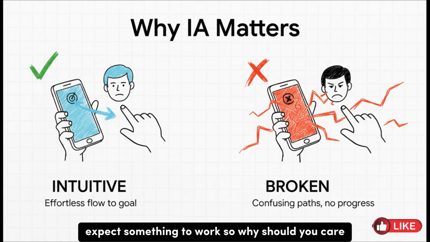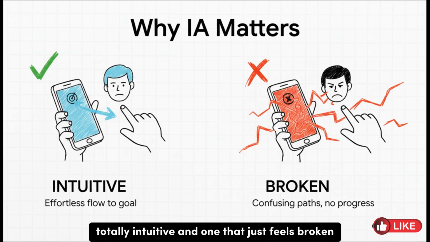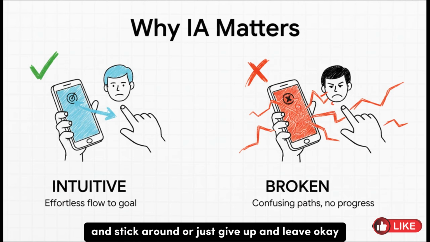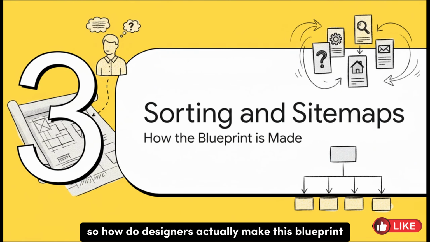So why should you care? Well, because good IA is the difference between a product that feels totally intuitive and one that just feels broken. It has a direct line to whether you have a good experience and stick around or just give up and leave. Okay, so how do designers actually make this blueprint?